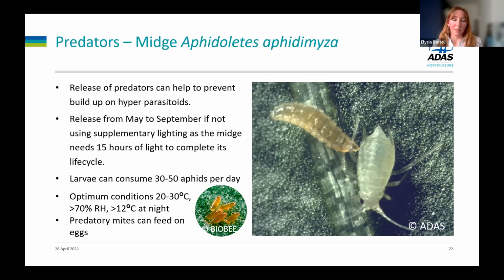Be aware that high numbers of generalist predatory mites may feed on its eggs, which are bright red, if they're short of prey.